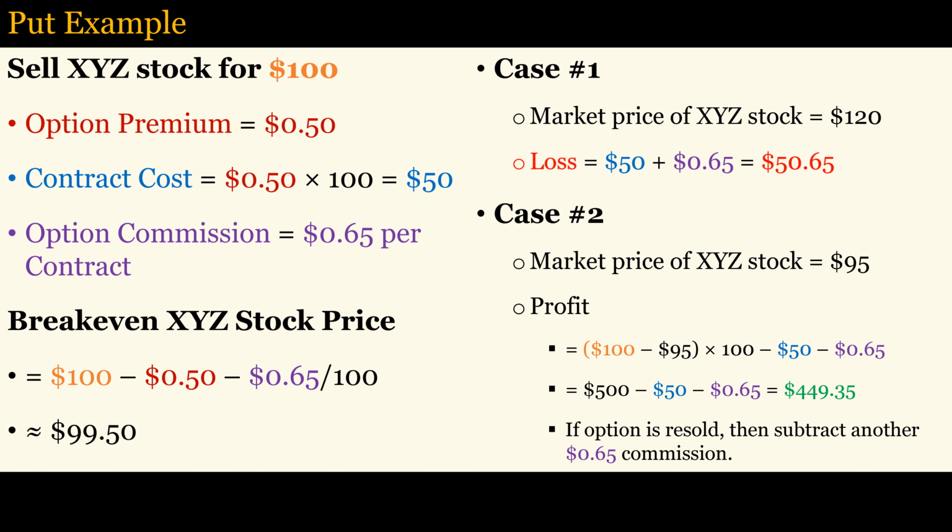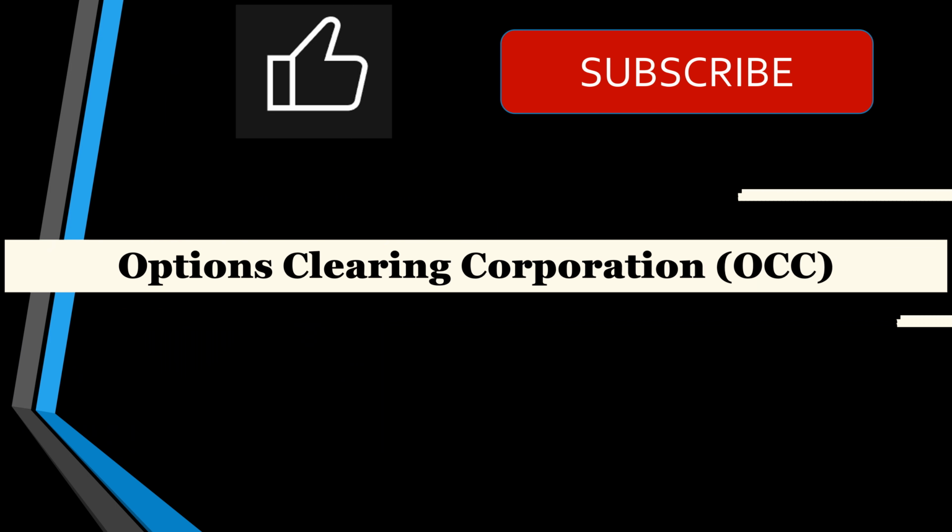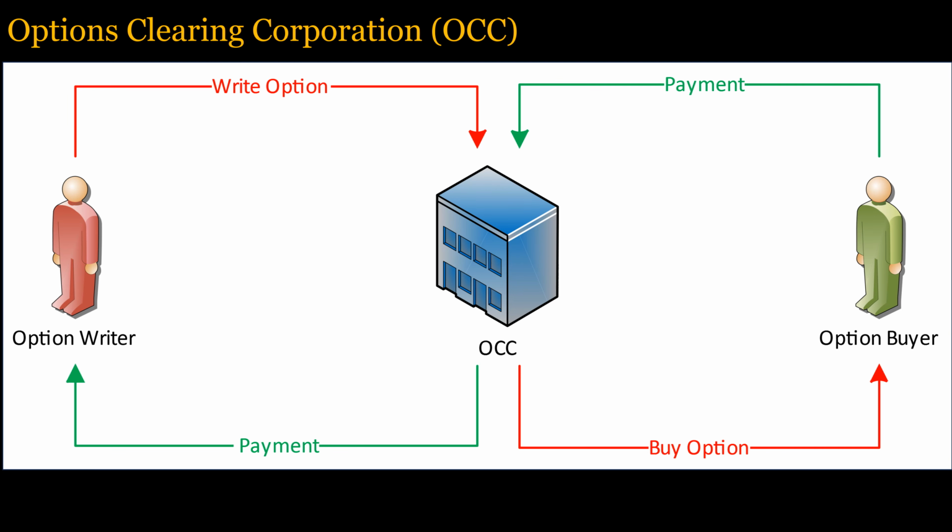If you buy a put to sell XYZ stock for $100, then your break-even price is $100 minus the 50 cents per share for the option premium minus a small part of the commission. If the market price of XYZ stock is $120, then your maximum loss is $50 plus the small commission. If the market price drops to $95, then you could buy 100 shares for $9,500 and sell it to the put writer for $10,000 for a net profit of $500 minus the premium and the small commission. If you resell the put, then you must subtract another small commission for the sale. I have simplified things a bit.